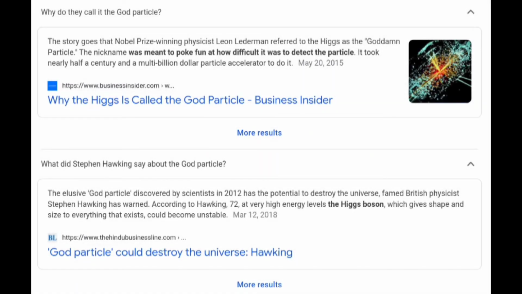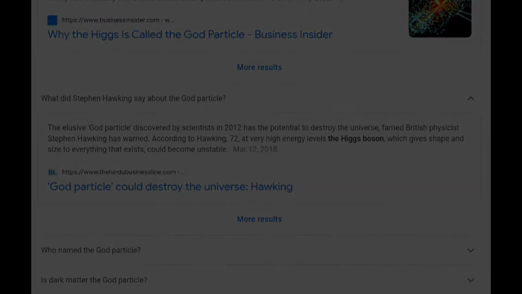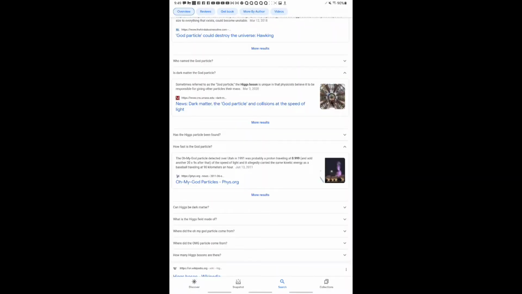According to Hawking, at very high energy levels, the Higgs boson, which gives shape and size to everything that exists, could become unstable. How fast is the God particle? The Oh-My-God particle, detected over Utah in 1991, was probably a proton traveling at 0.999 and another 20 nines after that, of the speed of light, and it allegedly carried the same kinetic energy as a baseball traveling at 90 kilometers an hour.